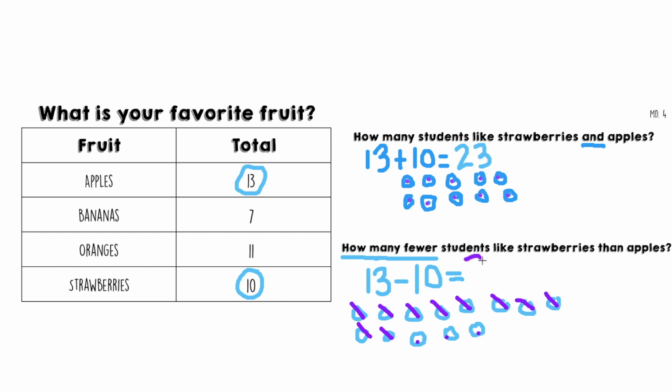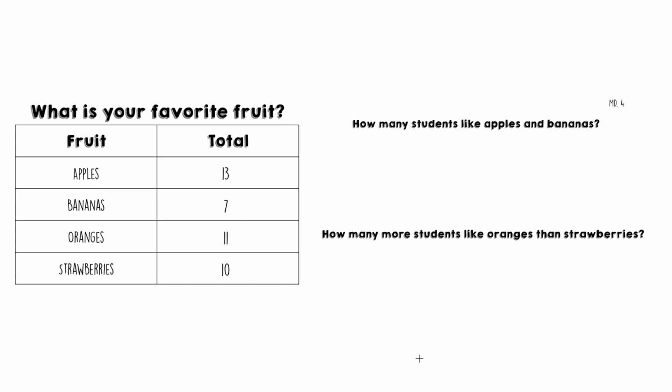So how many fewer students like strawberries than apples? 3. Now it's your turn. It's time for you to get some more practice analyzing data. So after I read these 2 questions, I want you to grab a sheet of paper and a pencil, pause the video, and begin working. So the first question is, how many students like apples and bananas? And then the second question is, how many more students like oranges than strawberries? You may begin.